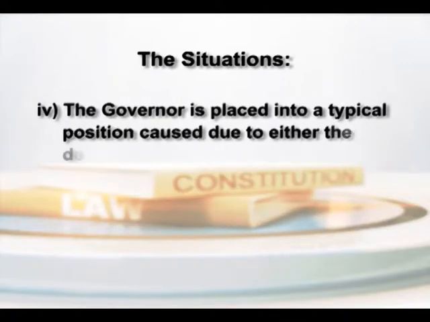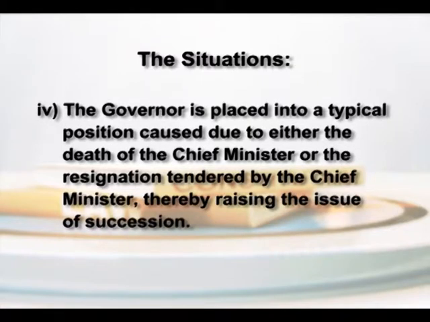Finally, the Governor may be placed into a typical position caused due to either the death of the Chief Minister or the resignation tendered by the Chief Minister, thereby raising the issue of succession. In such a situation, if a single majority party exists, then the Governor may not find it difficult to choose its leader as the successor. But problem arises if a number of ambitious leaders are in the race. In such a case, the Governor is expected to wait and watch the situation and then invite the leader of the majority party to form the government in the state, provided that the leadership controversy is well settled.